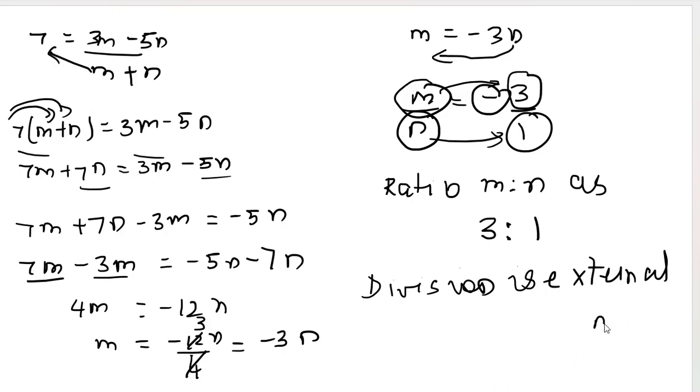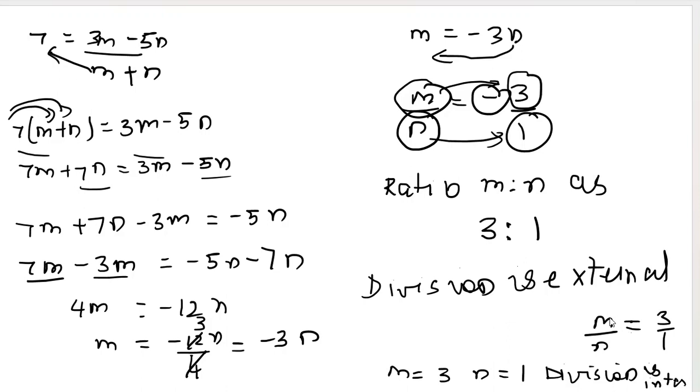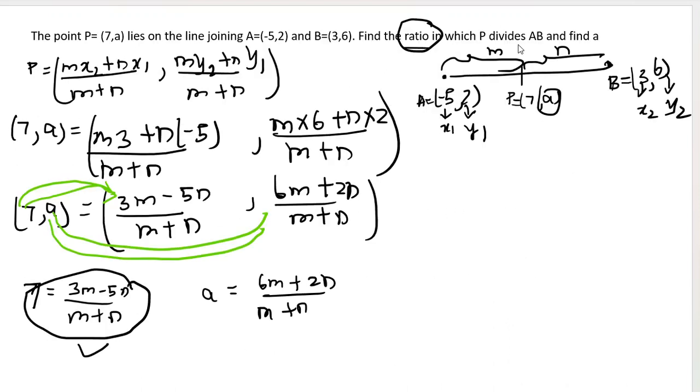Now suppose the answer that we got was 3:1, then what we would say is m was 3, n was 1, and in this case, because the sign was plus, we would say the division is internal. Now because the division is external, we get a minus sign. So this is your ratio. Ratio is 3:1. So our ratio part is done.